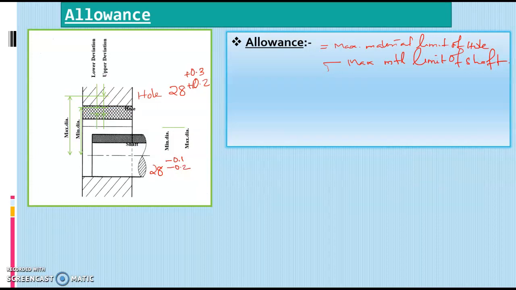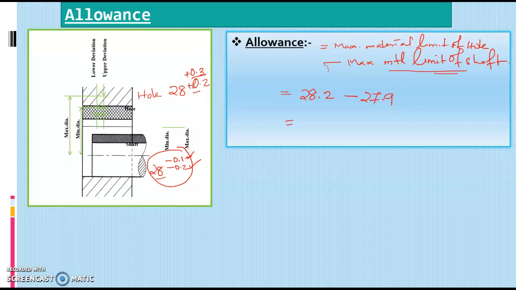Let's consider an example of a clearance fit. Here the hole dimensions are given as 28 plus 0.2 and plus 0.3, and the shaft dimensions are given as 28 minus 0.1 and minus 0.2. Then the allowance is the maximum material limit of hole minus the maximum material limit of shaft. The maximum material limit of hole is the minimum size of the hole, here 28.2, minus the maximum material limit of shaft, which is the maximum size of the shaft. Here the maximum size of the shaft is 28 minus 0.1, that is 27.9.